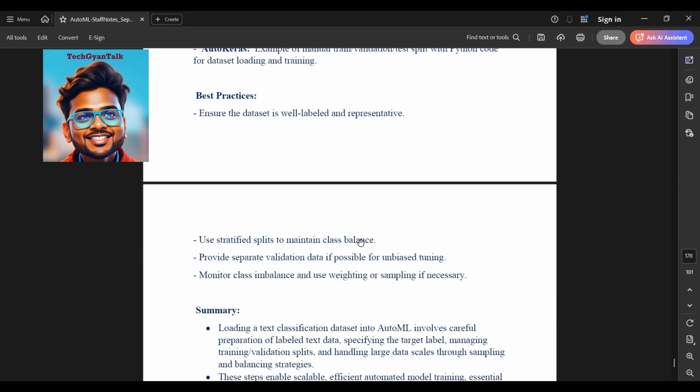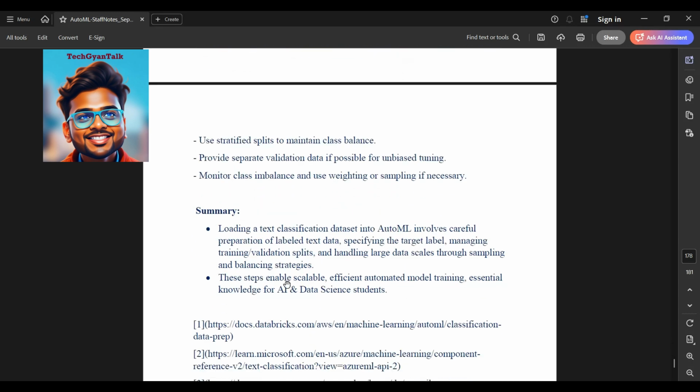And best practices include: ensure the data is well labeled and representative, use stratified splits to maintain class balance, provide separate validation data if possible for unbiased training or tuning, and monitor class imbalance and use weights or sampling if necessary.